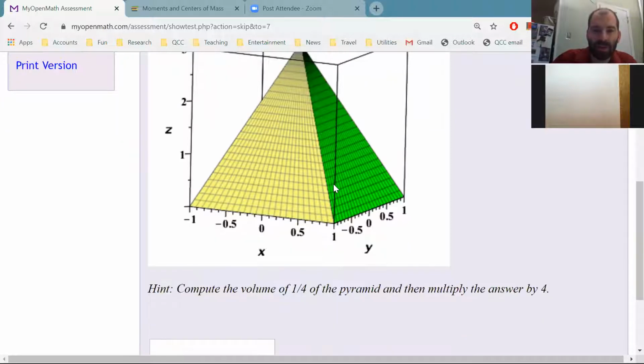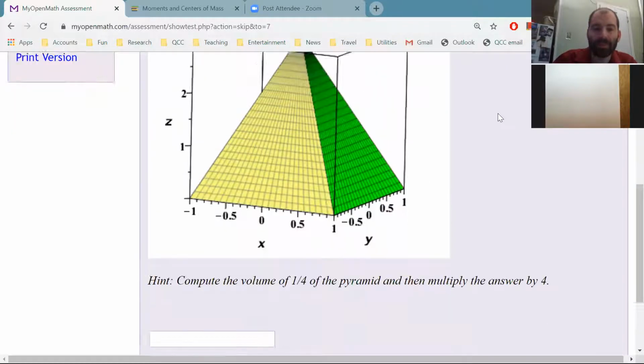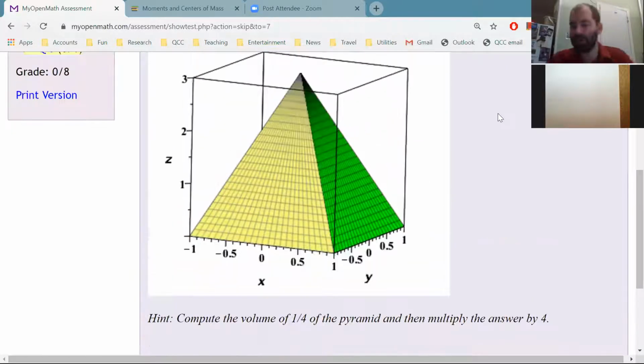Okay, so compute the volume of 1/4 of the pyramid. Oh, this is the hint. Compute the volume of 1/4 of the pyramid and then multiply the answer by 4. Well, that makes sense. So what we're going to do here, I gave a hint for this in the forums, and I suggested that you think about the region at the base of the pyramid and think about, I forgot what I suggested.